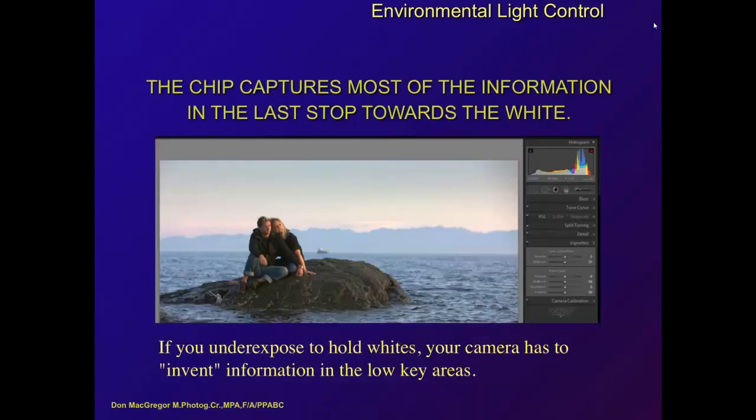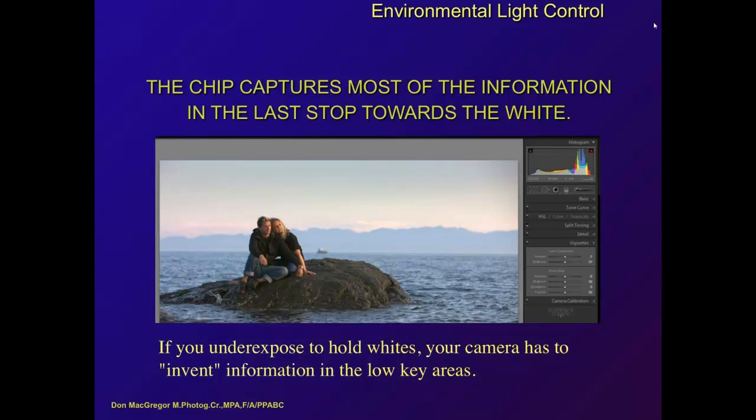In reality, our cameras capture 50% of all the information they're capable of capturing in that last stop towards white. So in other words, as you're looking at this histogram here on the upper right-hand corner of the screen, you can see that it's heavily weighted to the right-hand side. It's capturing most of that information in that last stop towards white.